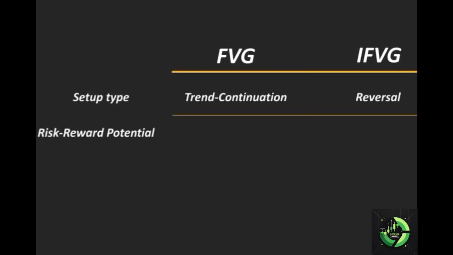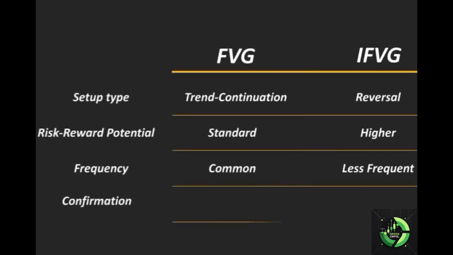The inversion has the nature of a reversal trading setup, while the standard FVG is more of a trend continuation strategy. That's why inversion setups usually have higher risk-to-reward potential. However, fair value gaps occur occasionally on the chart, while finding a clear inversion FVG trading setup can be difficult. Also, once you have spotted an inversion fair value gap that meets your criteria, you normally do not need confirmation.